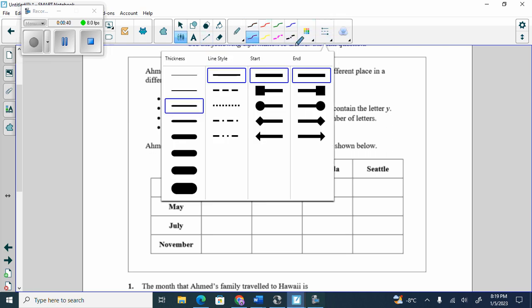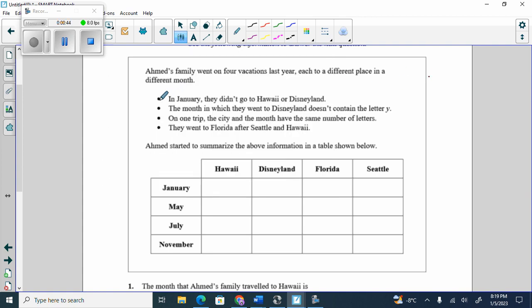So here it says, Ahmed's family went on 4 vacations last year, each to a different place in a different month. In January, they didn't go to Hawaii or Disneyland. So I go to Hawaii and Disneyland, and I cross them off in January.